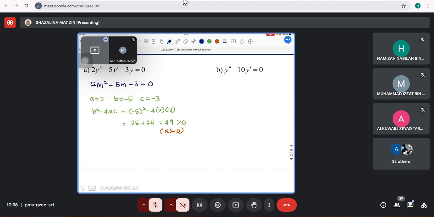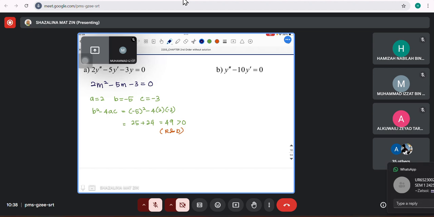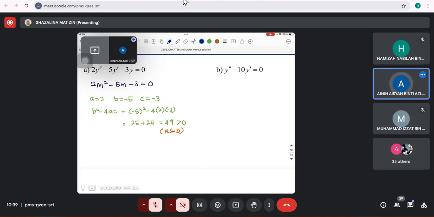Yang lain yang senyap ni, tak respon apa-apa. Dah dapat ke value of M? Madam guna EQN tu kan? Betul. Aini pakai kalkulator apa? 570 MS. Bagi seorang, okey. Jawapan dia dah dia bagi, madam. Apa dia Izzat? Dah bagi dah?